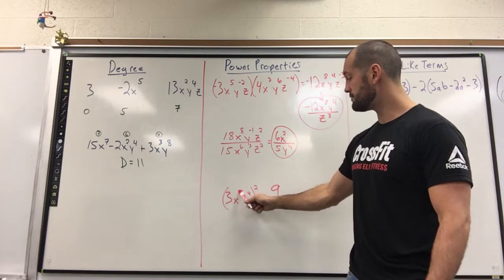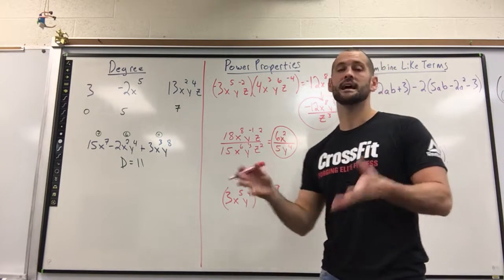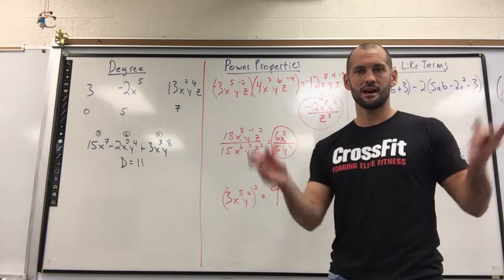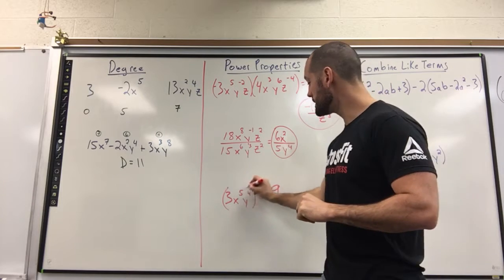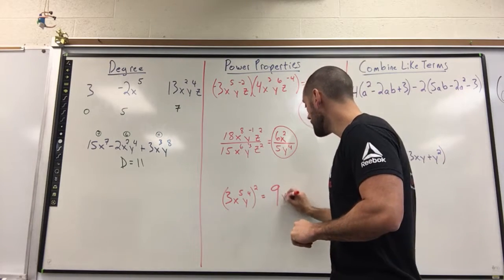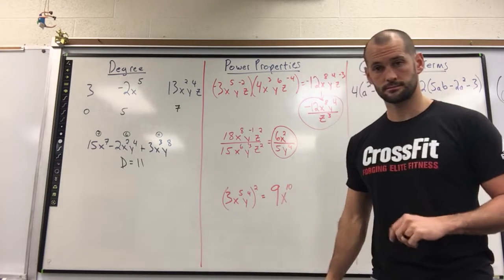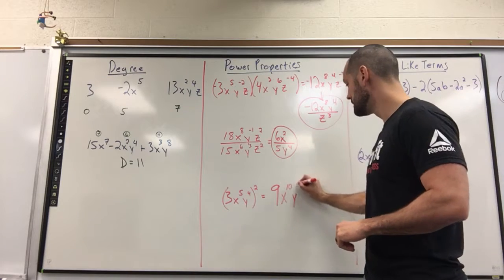But if it's x to the 5th squared, that's technically x to the 5th times x to the 5th. How many is that? 10. So you'll notice what we can do when it's power to power, you are multiplying exponents, which makes y to the 8th.